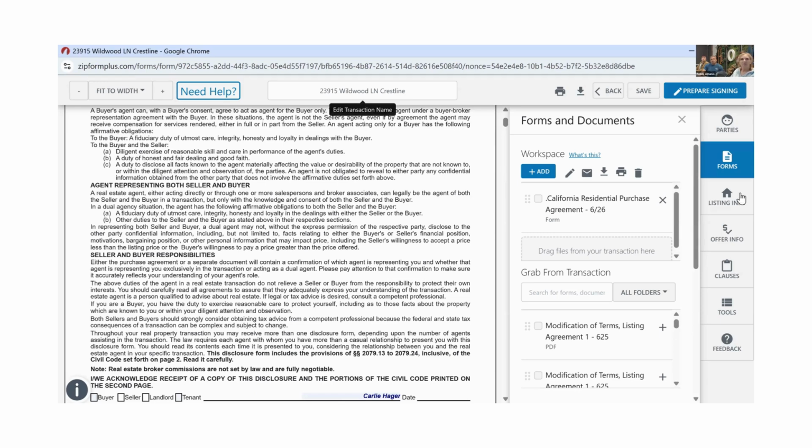I don't know why my mouse isn't working. Okay, inclusive of the civil code set forth on page 2.